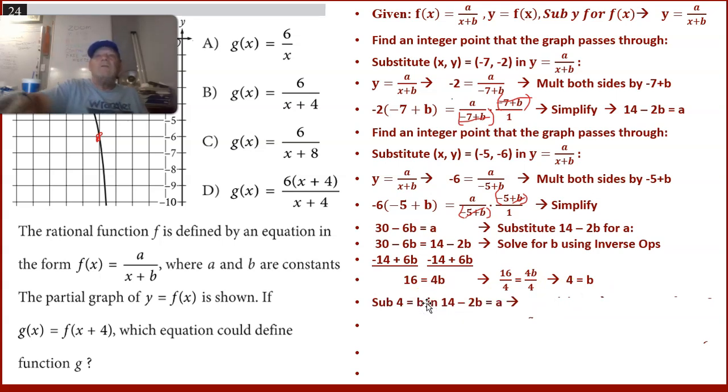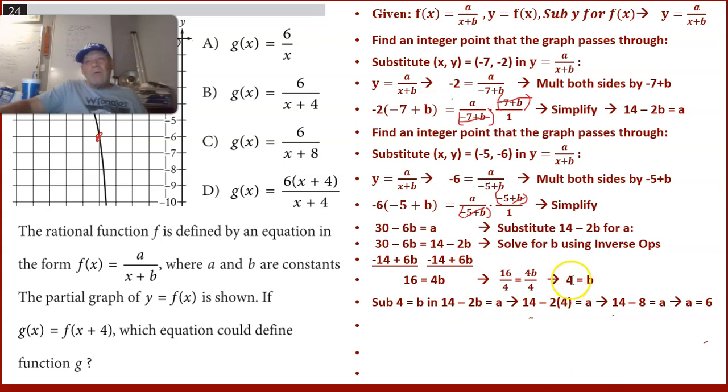How would we do that? We substitute 4 equals b, which is what I just found here, into this same equation we used up here, 14 minus 2b equals a. So I'm going to put a 4 right here where this b is. That's what I did there. And then I'm going to take 14 minus 2 times 4, which is 8. So 14 minus 8 equals a, and 14 minus 8 is 6. A is 6. So now what do you think we can do?